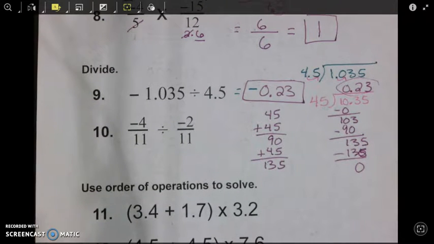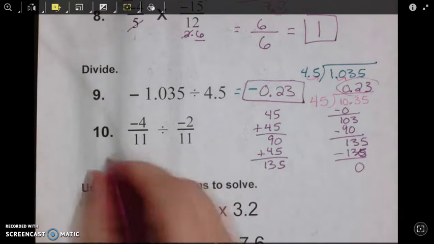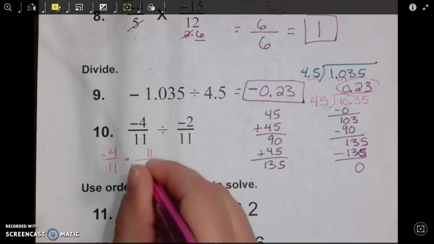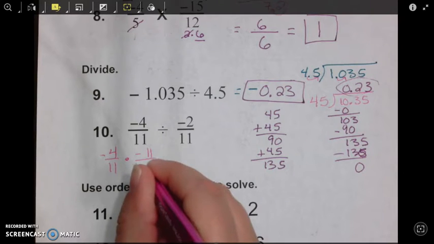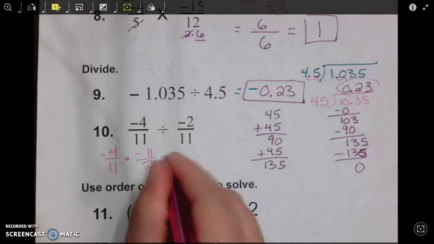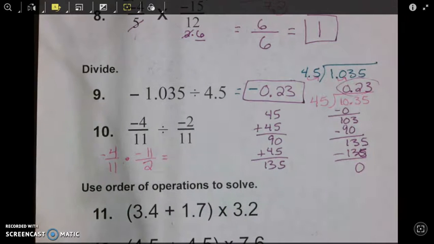Alright, now you divide fractions. You remember copy the first one, dot, flip. And always just make the top number negative. Copy dot flip, meaning we multiply by the reciprocal. Remember, when you divide, you want to multiply by the reciprocal.